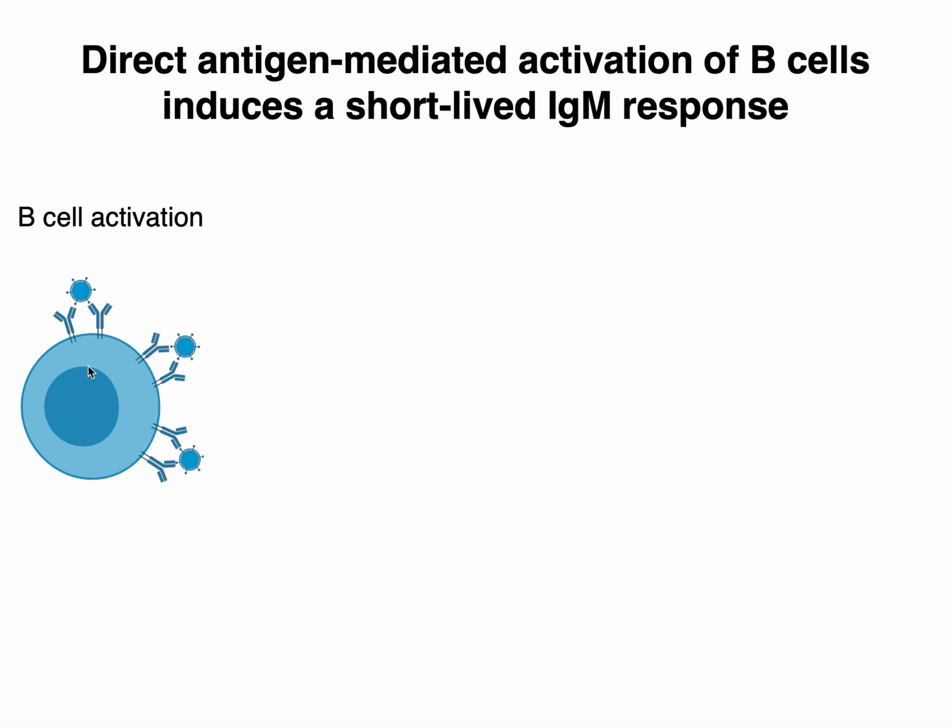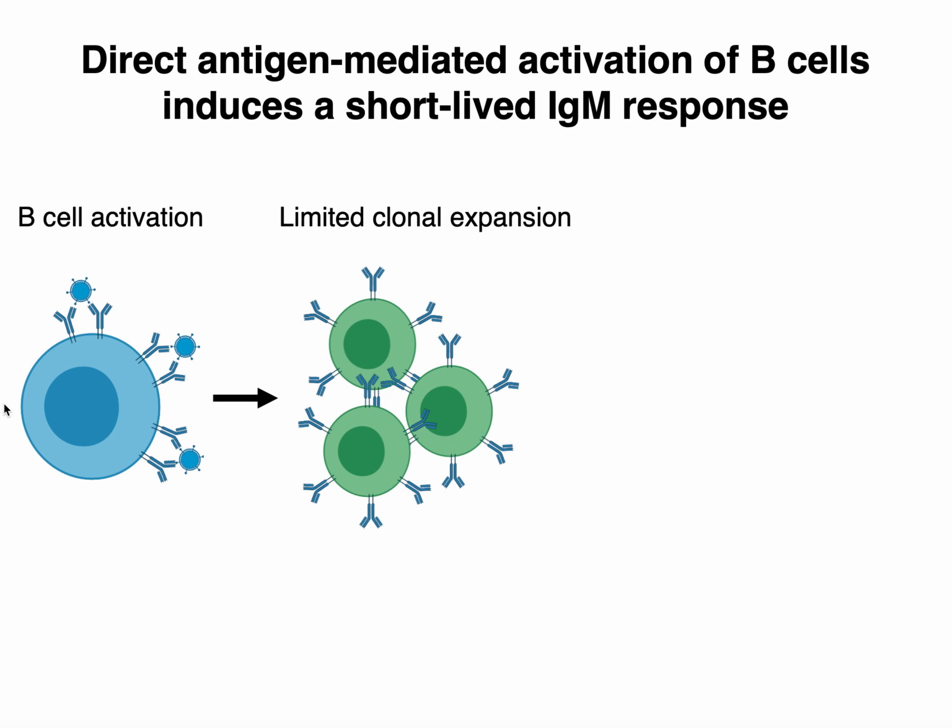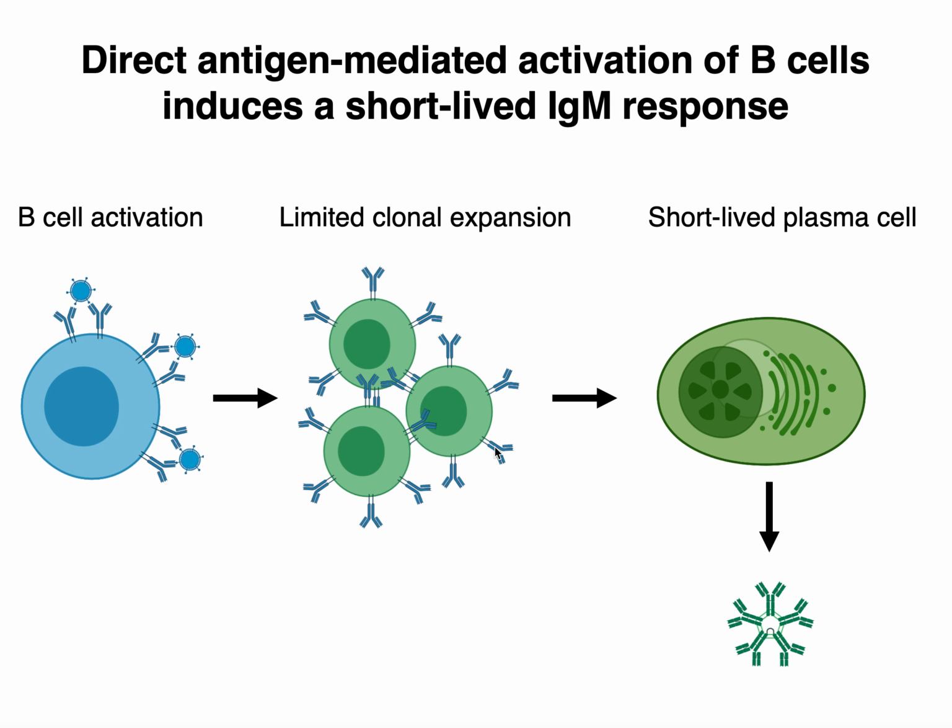So here's a B cell that's being activated by a virus. This induces some limited clonal expansion of this B cell, and this can lead to the formation of a short-lived plasma cell response in which these plasma cells are producing early IgM antibodies. And so in this way, B cells can make early antibody responses not only to viruses, but also to non-protein antigens. This is all independent of T cell help.